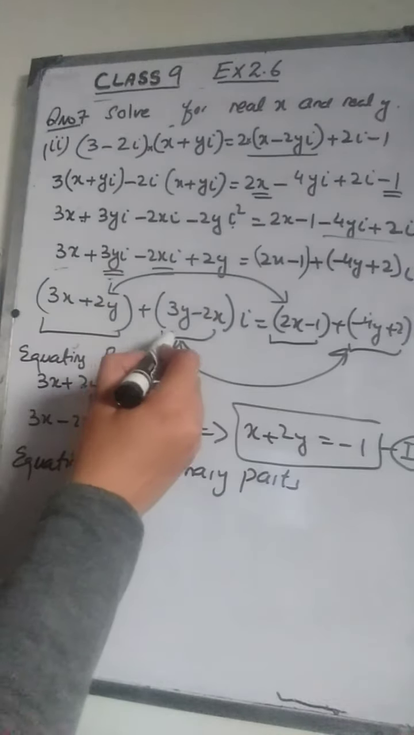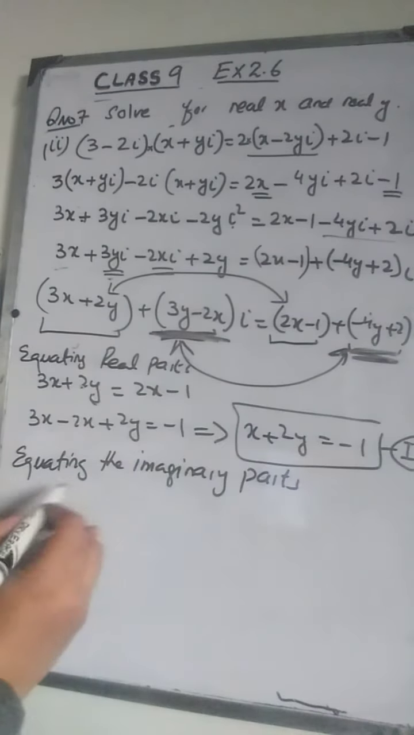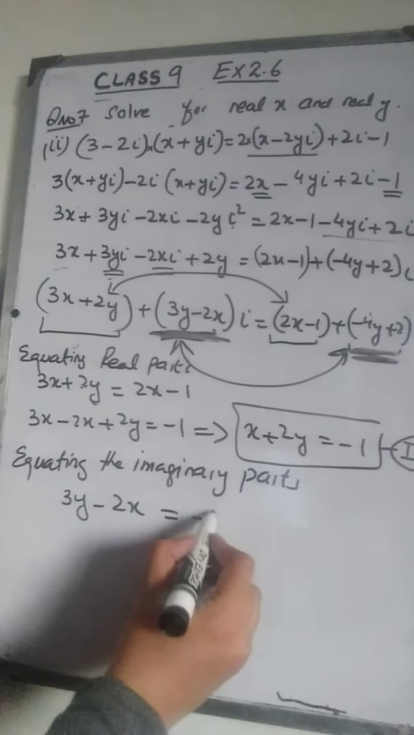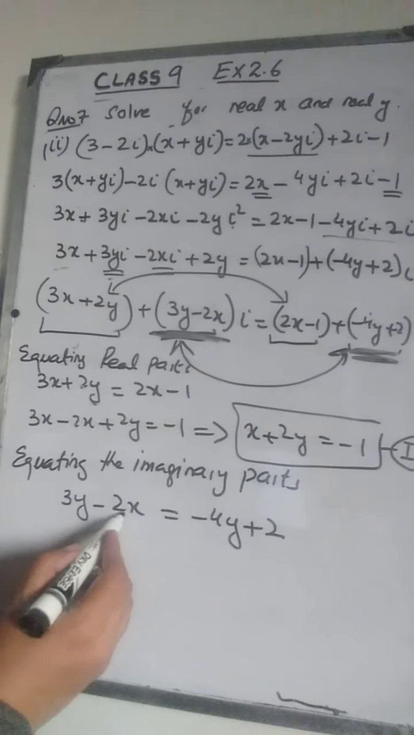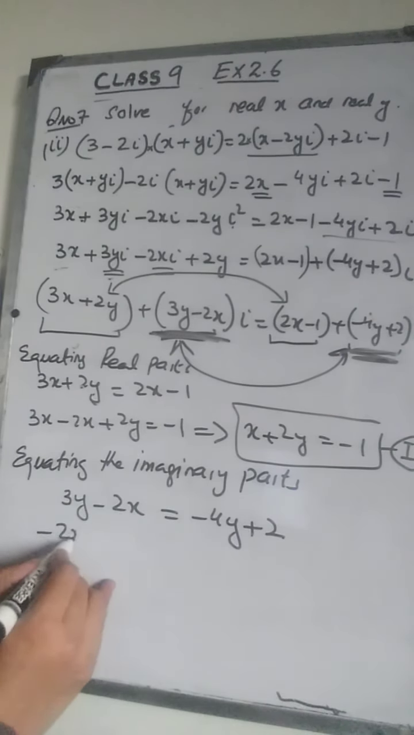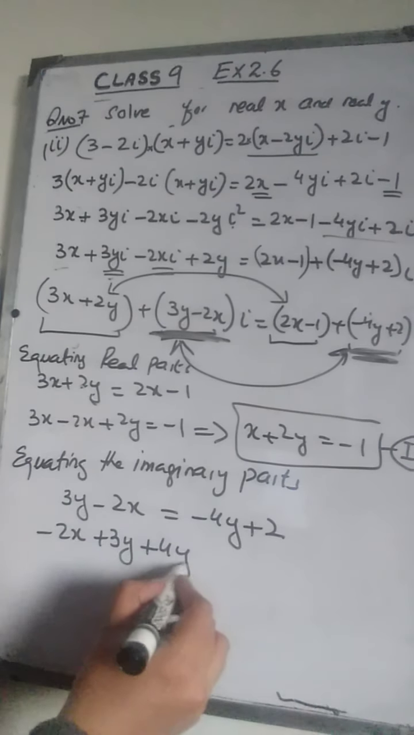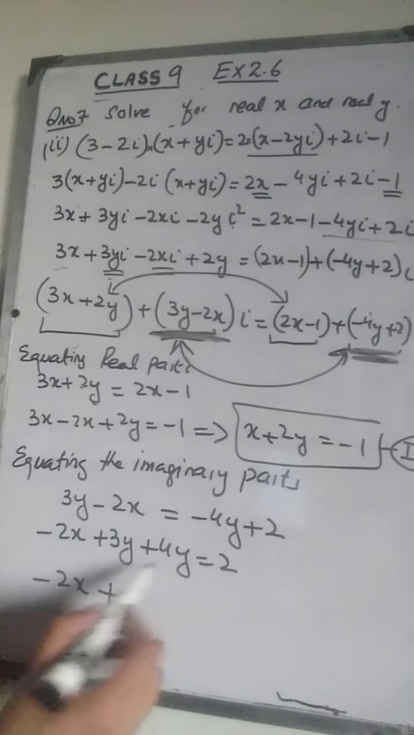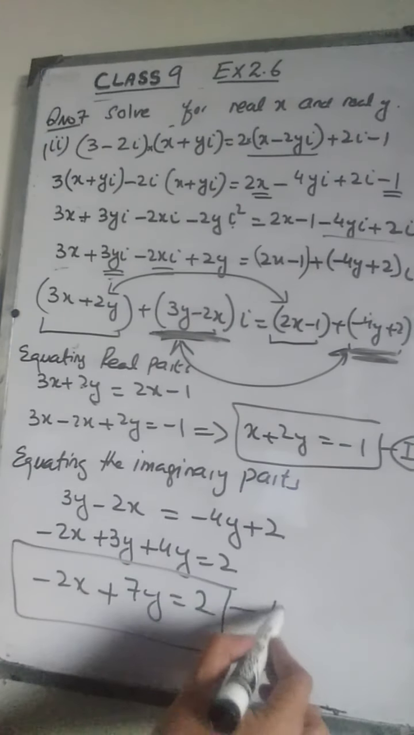Imaginary parts. This is the imaginary part on the left hand side. This is the imaginary part on the right hand side. So equating them, we get negative 4y plus 2. Shifting y to the right hand side and writing this first, negative 2x plus 3y plus 4y will be equal to 2, and this will give us the equation negative 2x plus 7y is equal to 2. This will give us the second equation to solve.